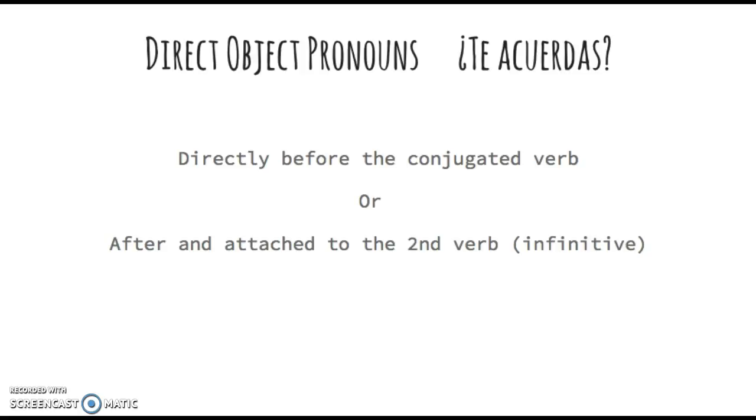Really quickly, I want to review the direct object pronouns. Those are me, te, lo, la, nos, los, and las. Just a quick flashback: direct object pronouns can go before the conjugated verb, or after and attached to the second verb or infinitive. Keep in mind that if it shifts the emphasis to the third to last syllable, you'll have to add a written accent.